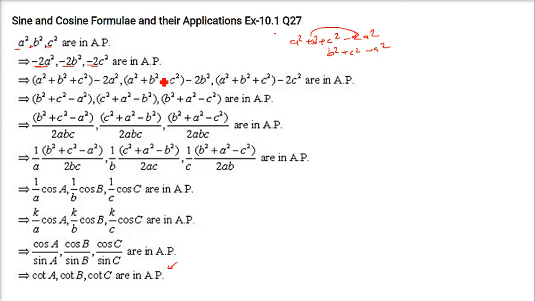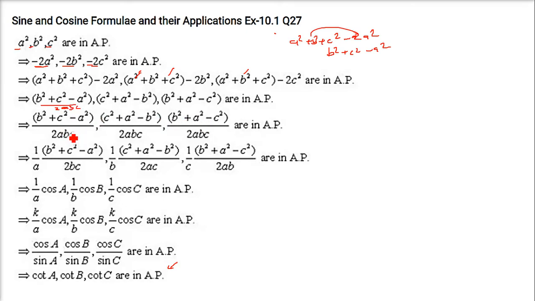Here you get c square plus a square minus b square. Here you get b square plus a square minus c square. Now let us divide all of these by 2abc. So we are dividing everything by 2abc, so it doesn't change, it will also be in AP.